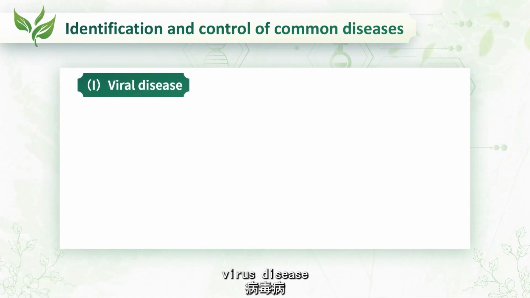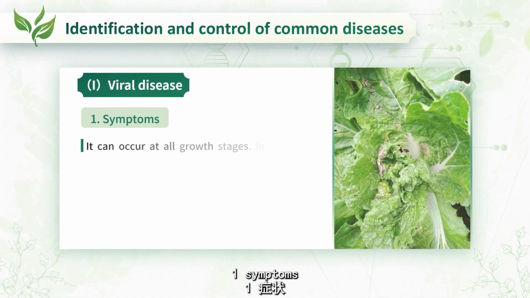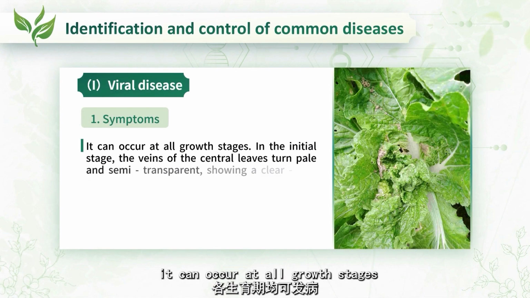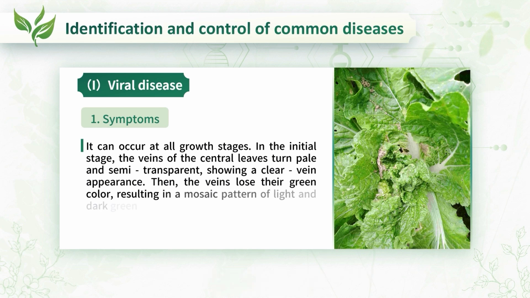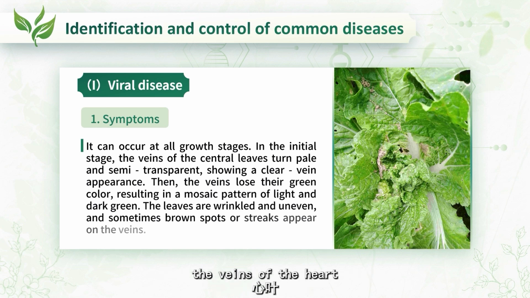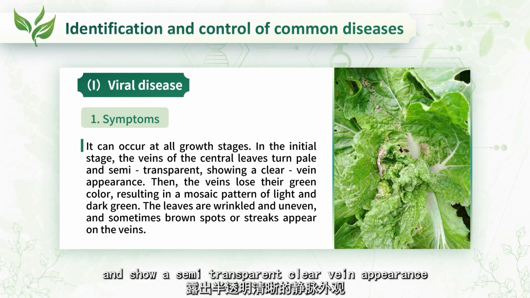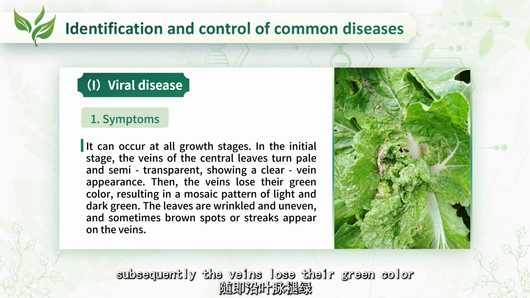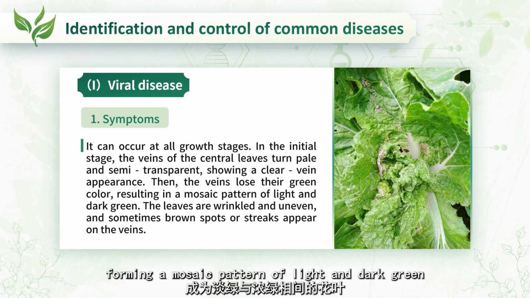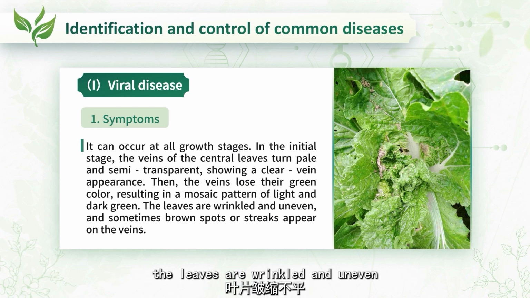1. Virus disease. 1. Symptoms. It can occur at all growth stages. In the early stage, the veins of the heart leaves become pale and show a semi-transparent clear vein appearance. Subsequently, the veins lose their green color, forming a mosaic pattern of light and dark green. The leaves are wrinkled and uneven, and sometimes brown spots or streaks appear on the veins.